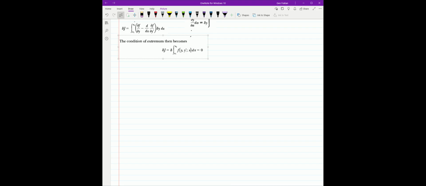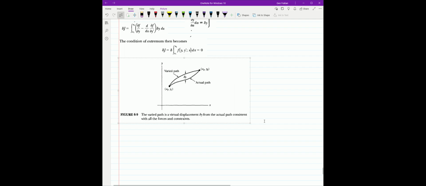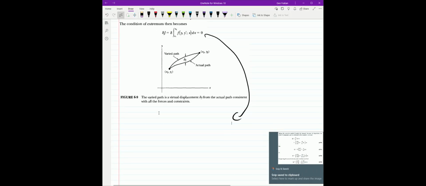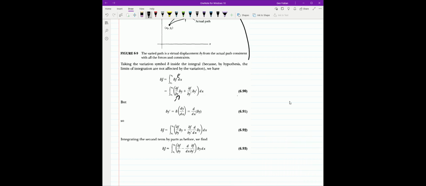And then if we were to look at this in a figure, we see that delta y basically tells us our virtual displacement from the actual path. Okay. So moving from here, we can put it inside the integral, so we're moving it inside del f, del x, and then we see, again, chain rule. But we know that delta y is equal to delta of dy dx, which is just d dx of delta y, because these are linear operators, so you can interchange them.